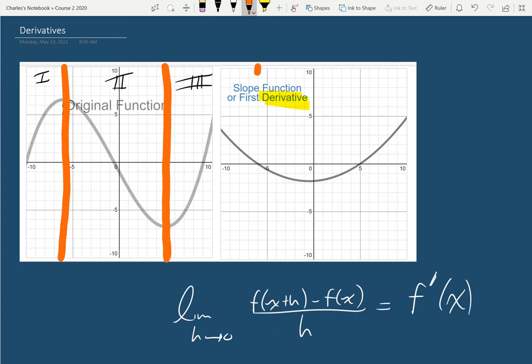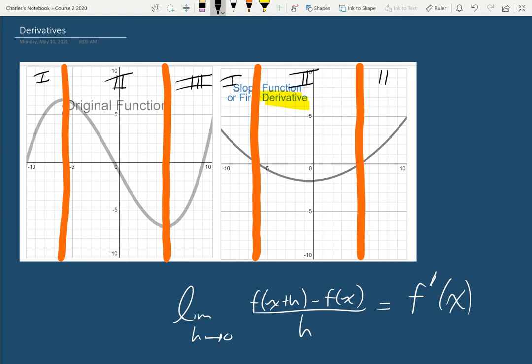And let's see if I can divide the derivative up into the same parts too. This is part 1, this is part 2, this is part 3. And notice that the slope here is positive, and this is above the x-axis. So this is the value. If I go over to the value, it's a positive number. It's decreasing, because the slope here starts steep and it's getting flatter.